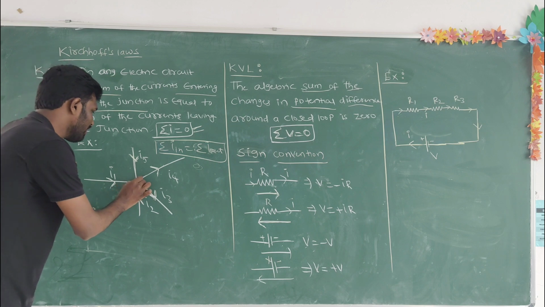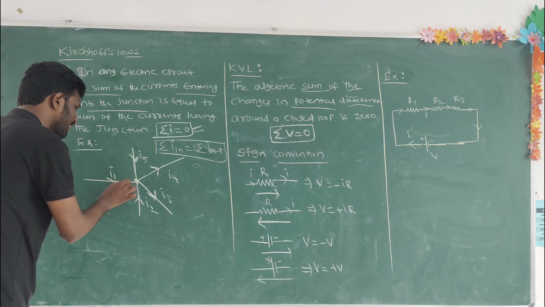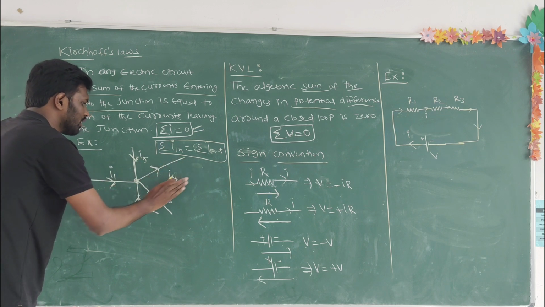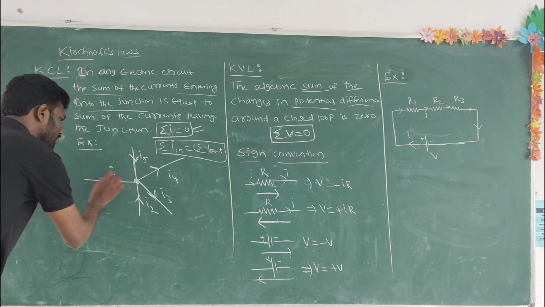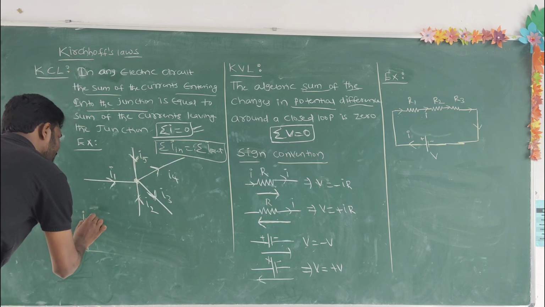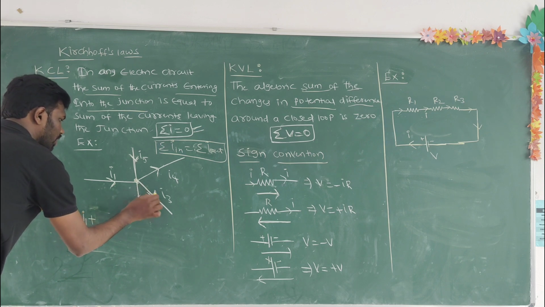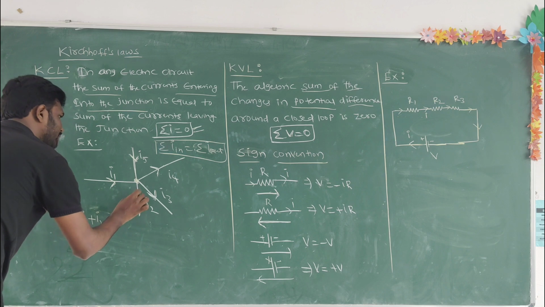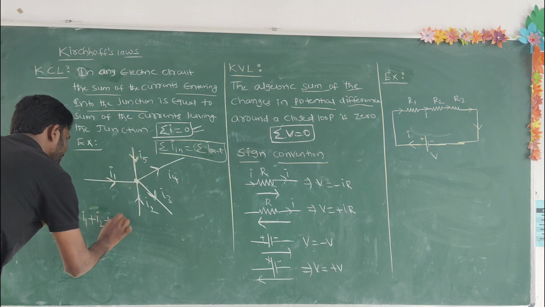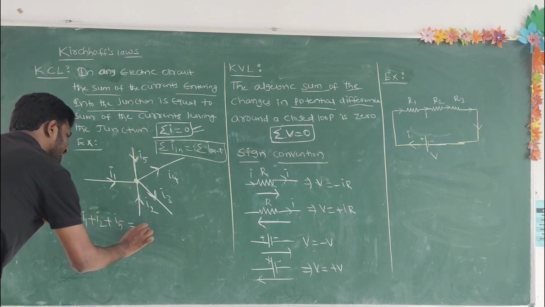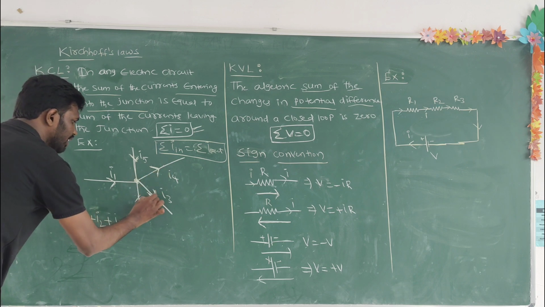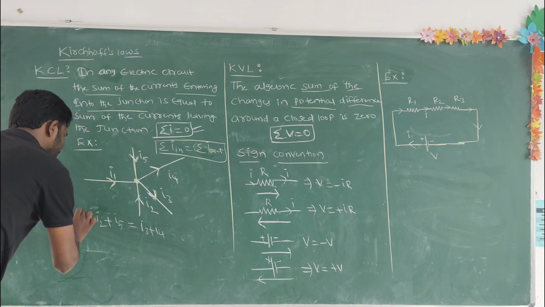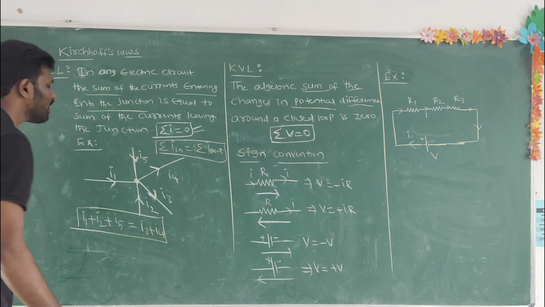I am taking one electric circuit here. At this junction, some currents are entering into the junction, and some currents are leaving the junction. So we will apply this law. The sum of the currents entering into the junction: I1 plus I2 plus I5. These three currents are entering into the junction, and two currents, I3 and I4, are leaving the junction: I3 plus I4. The sum of the currents entering the junction equals the sum of the currents leaving the junction.